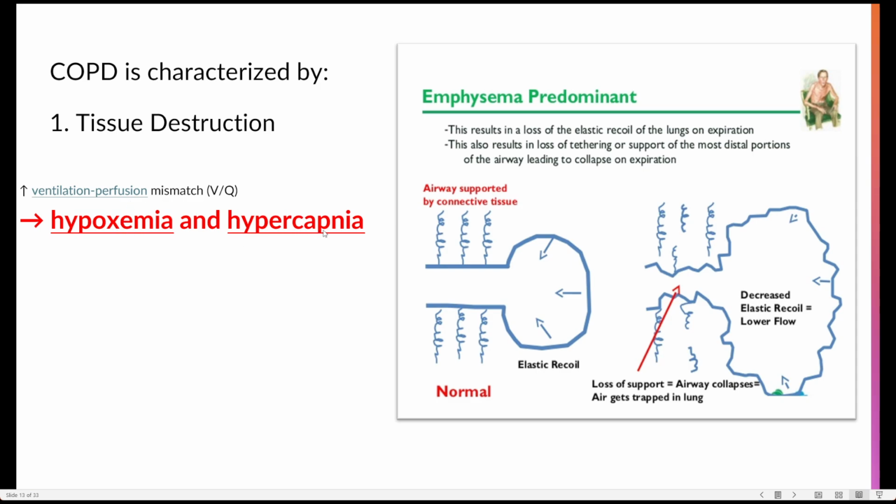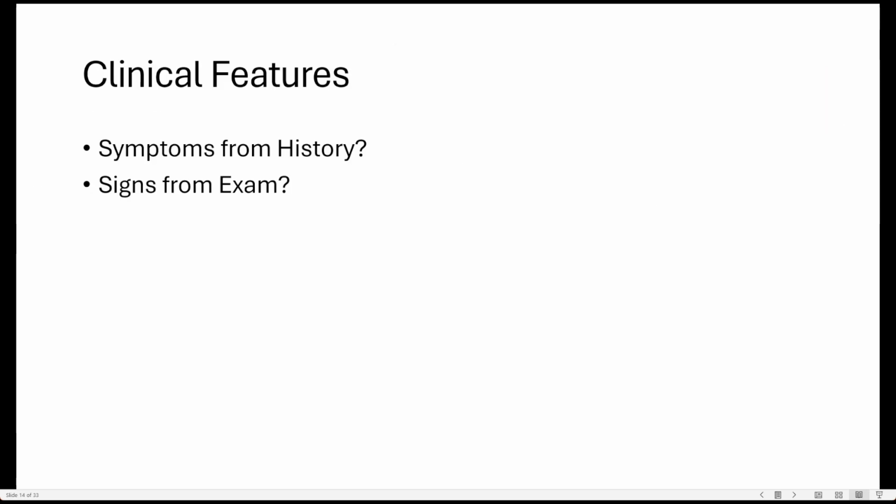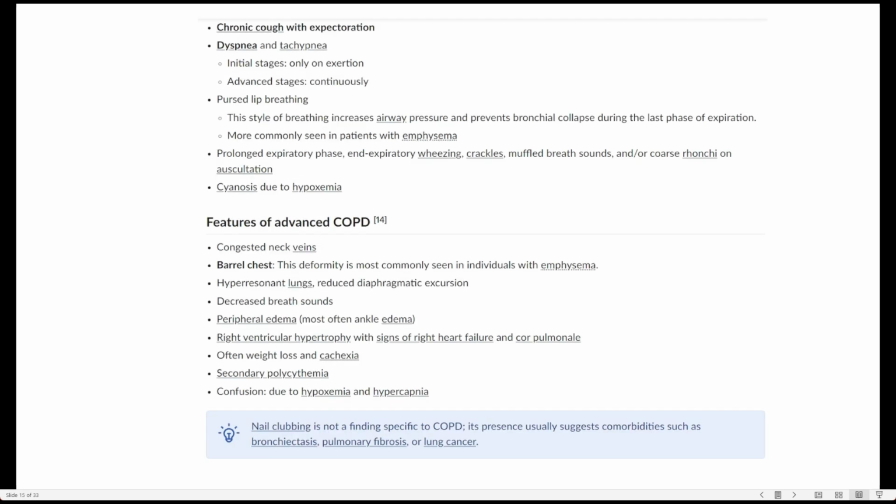hypoxemia and hypercapnia because of a ventilation and perfusion mismatch. The ventilation is low. The lung is affected, but the blood vessel, the perfusion, is fine. So we have a mismatch, and that leads to hypoxemia and hypercapnia. All right, this is what occurs in COPD, or more specifically emphysema. All right. So now we know the signs and the symptoms we expect from COPD.